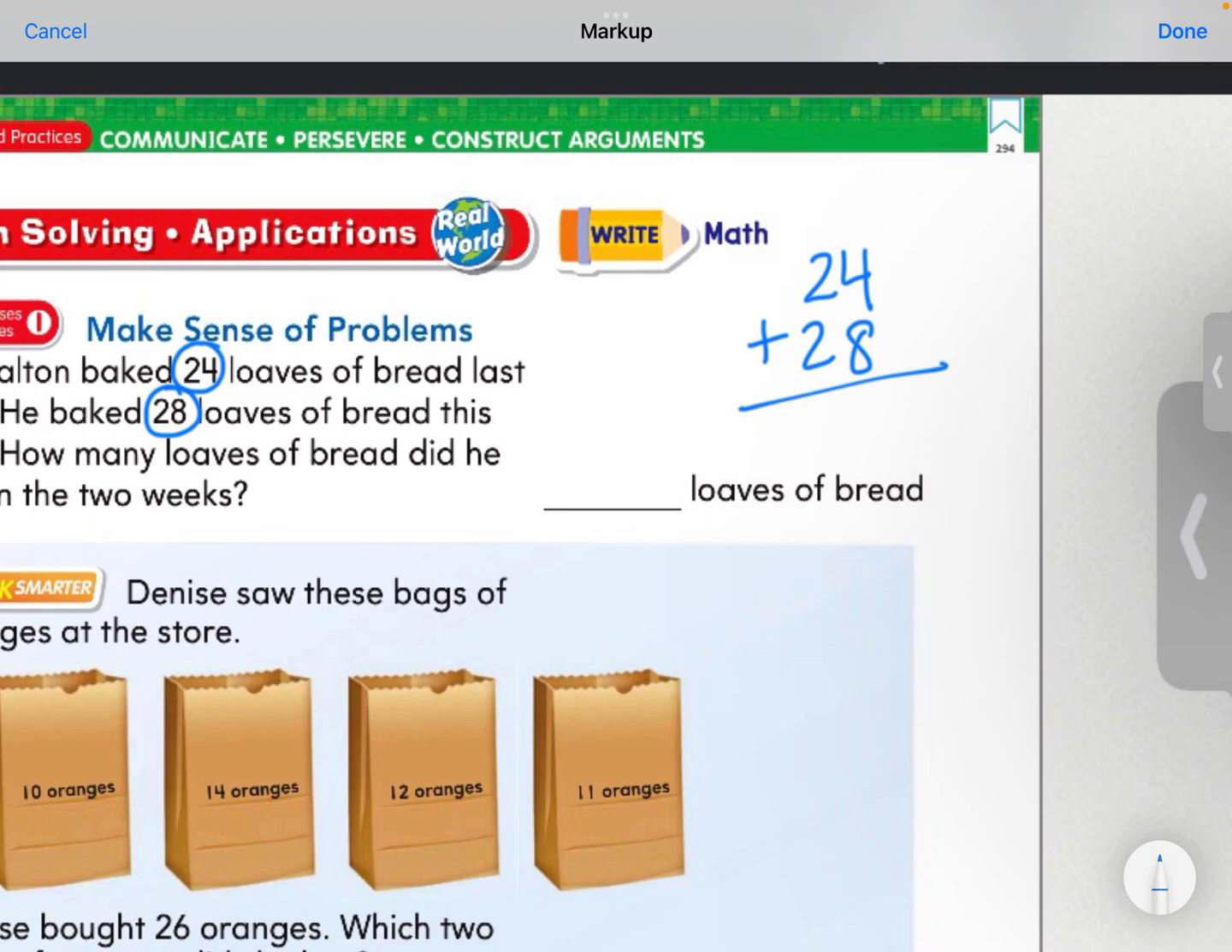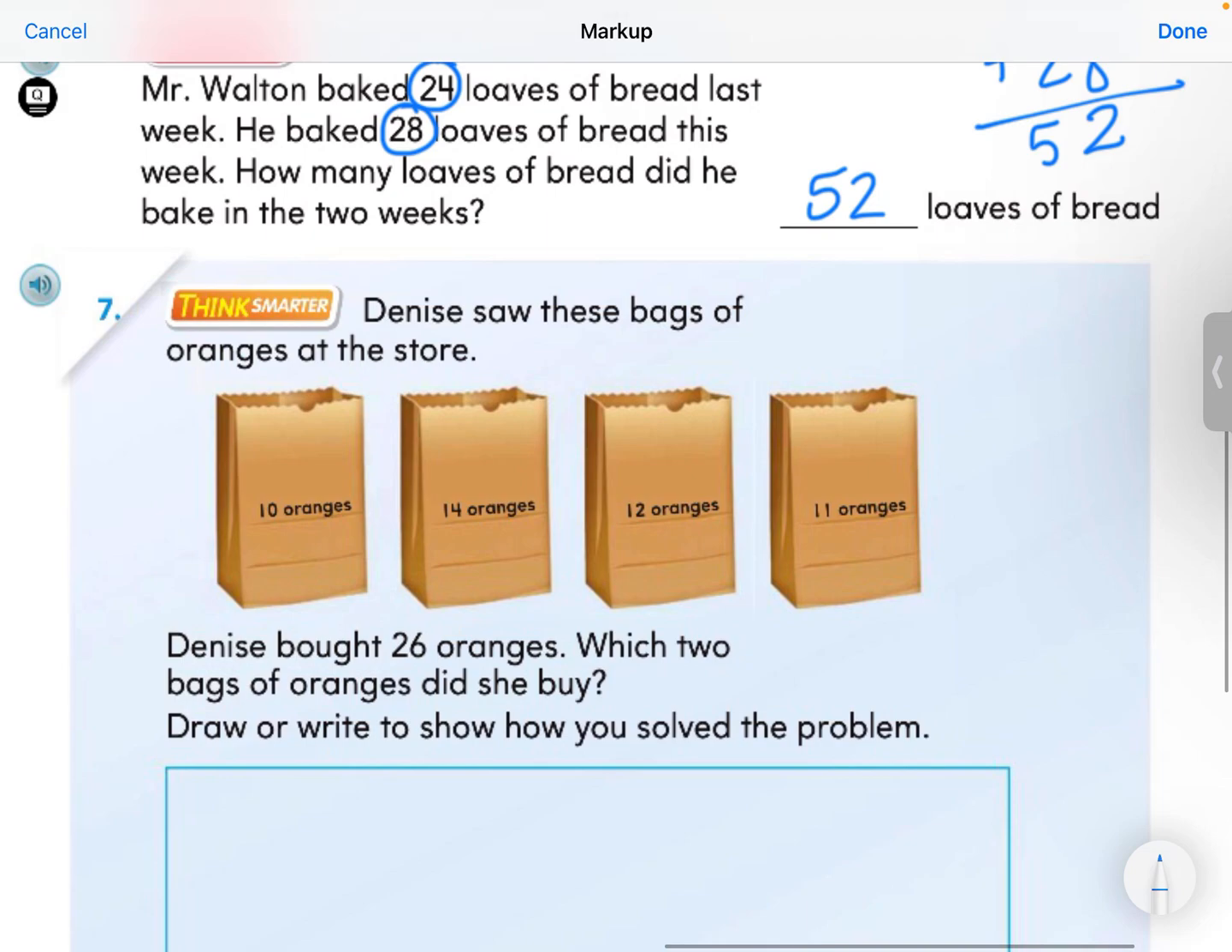I'm going to add my ones. 4 plus 8 is 12. Now I'm going to add my tens. 2 tens plus 2 tens is 4 tens, plus 1 more ten is 5 tens. He baked 52 loaves of bread.